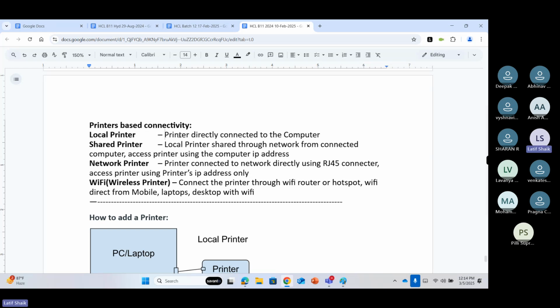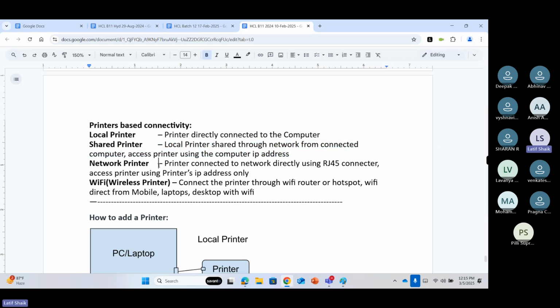Local printer: a printer directly connected to the computer. Shared printer: the printer shared through the network from the connected computer. Access the printer using the computer's IP address and the computer's username and password. That part I didn't write, the username and password, but you can use it.